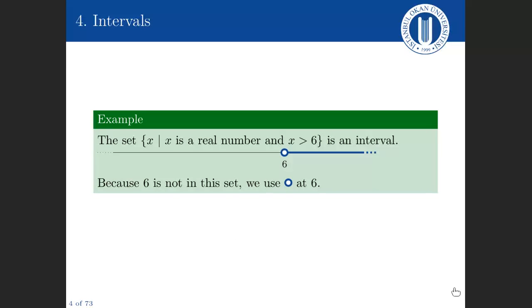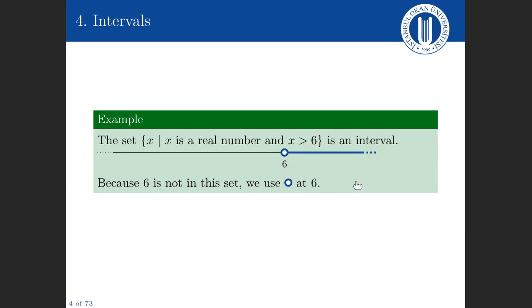For example, let's suppose we're looking at the set of all numbers x such that, this vertical line means "such that", x is a real number and x is strictly greater than 6. I can draw a picture like this. If this line is the real numbers, then the blue part is this set. The set starts at 6 and it goes all of the way to infinity. Because the number 6 is not in the set, we draw an open circle at 6.